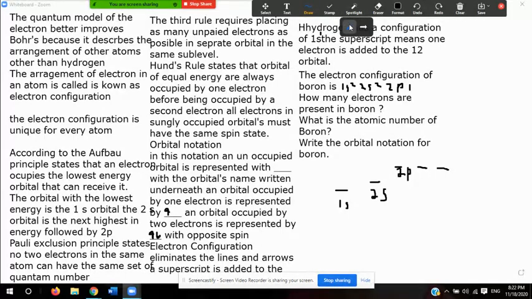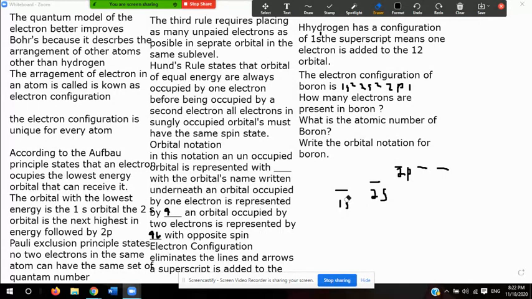After they have occupied the 1s, they're going to go to the 2s. And after the 2s orbital has been occupied, they're going to go to the 2p orbital. And the 2p orbital has 1, 2, and 3 sublevels in which the electrons can be arranged. And we're going to see this when we talk about the example at the end of the lesson.